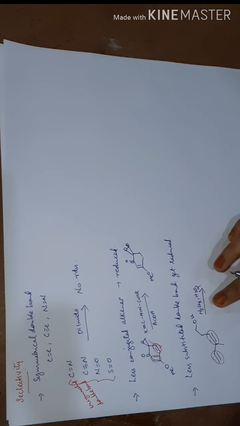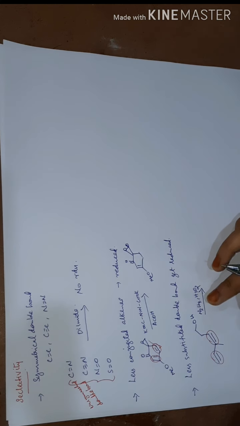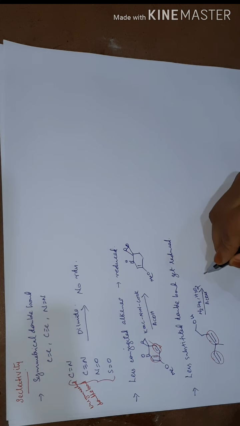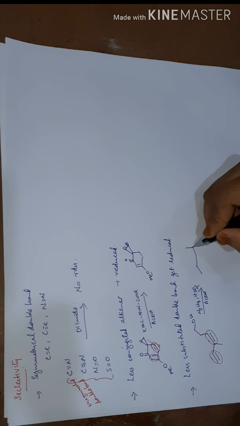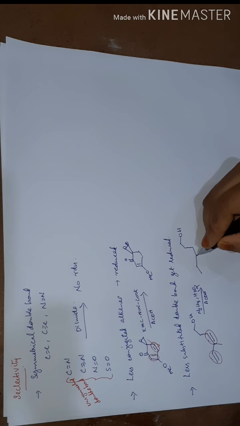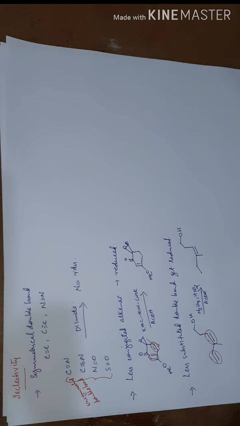here we are, and the diimide source we used is hydrazine, in the presence of acetic acid, and the first double bond is getting reduced. So the product formed will be like this. This is the product formed. That is, the less substituted double bond gets reduced. This is the third point.